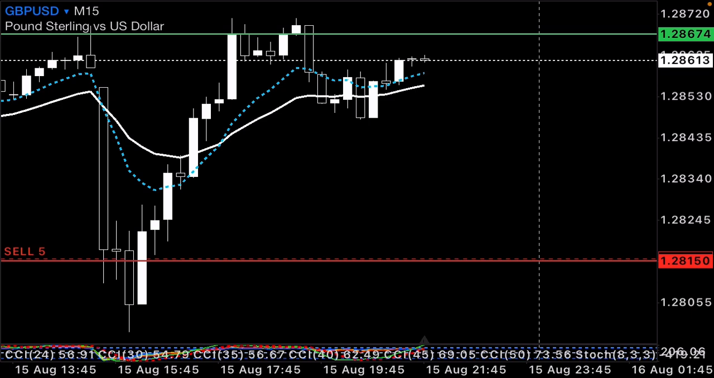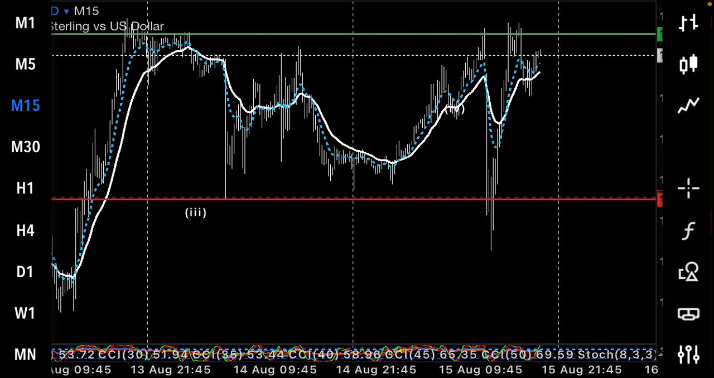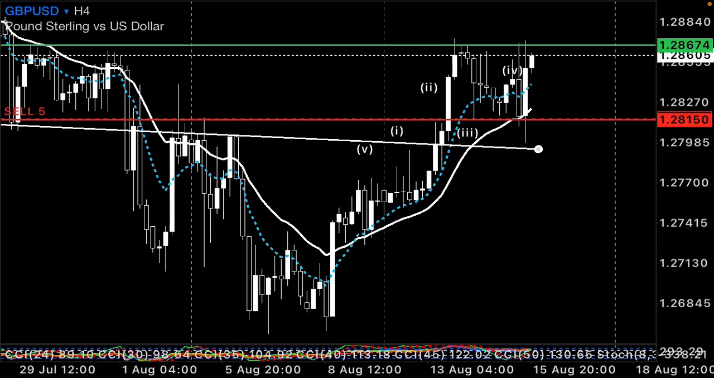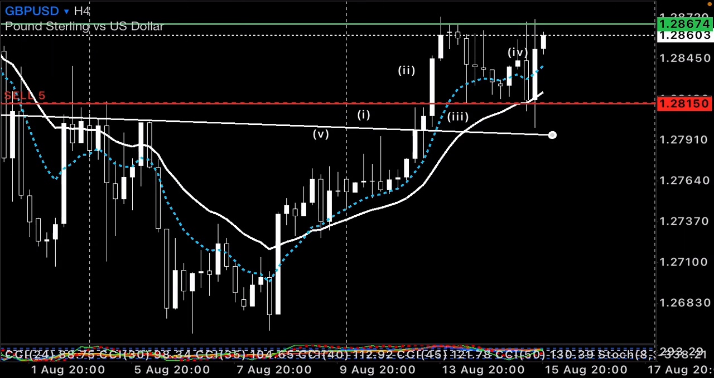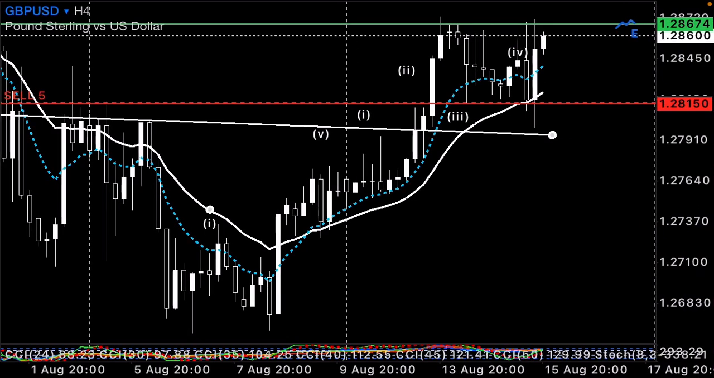So hopefully it'll want to go down. Now another thing with the pound is it's on a five wave Elliott wave pattern here. There's 1, 2, 3, 4, 5.